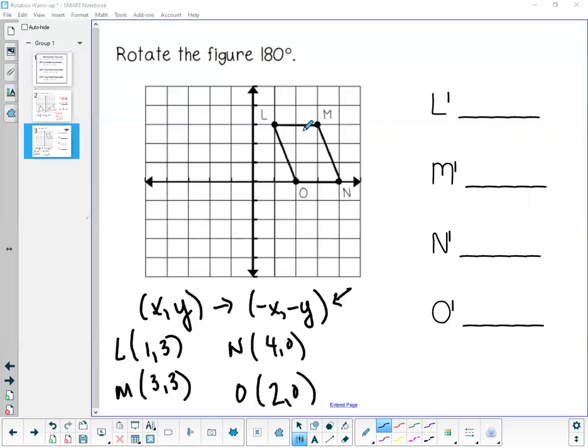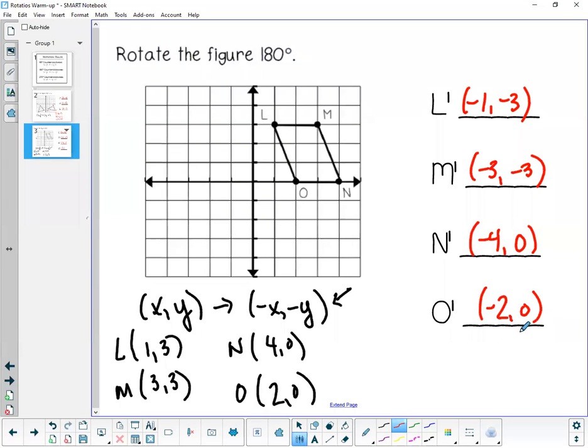All right, so on this one, it just needs to change our signs. We were at (1, 3). If we change our signs, then we're going to be at (-1, -3). M, right now they're both positive, so now they're going to become both negative. N right now is at (4, 0). They're both going to become negative, except we really don't have a -0, so it just stays 0. O is at (2, 0), so it's going to become (-2, 0).